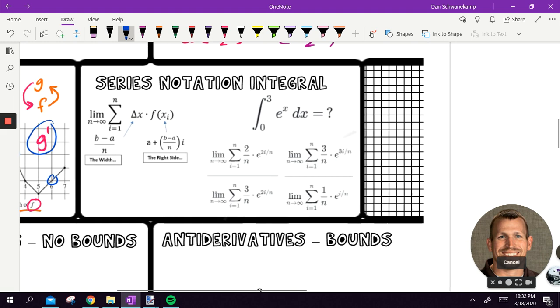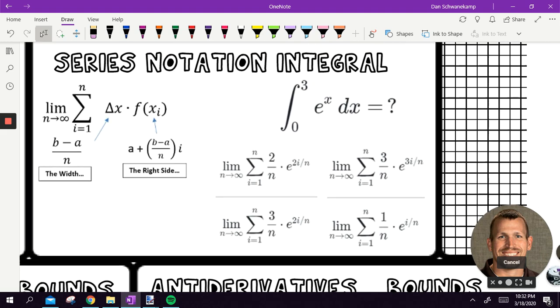Let's go to everyone's favorite, series notation as an integral. A quick reminder of how this thing works. All right, this is the little formula that we've got to work with here. And again, just a couple things to point out. We are going to include the width in our problem, whatever our b minus a is. So that's my upper bound minus my lower bound divided by n. And so we're going to have this b minus a over n concept in my problem. And then I'm also going to have the right side, and that's a plus b minus a all over n.